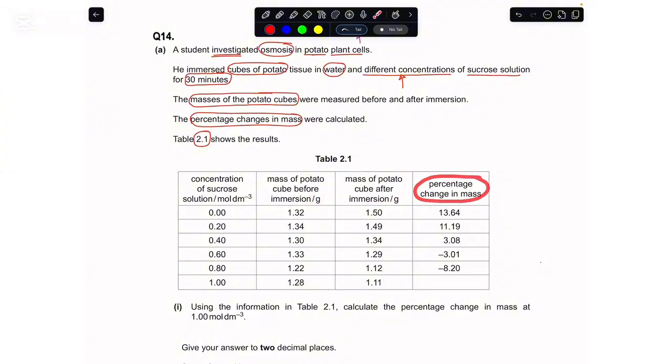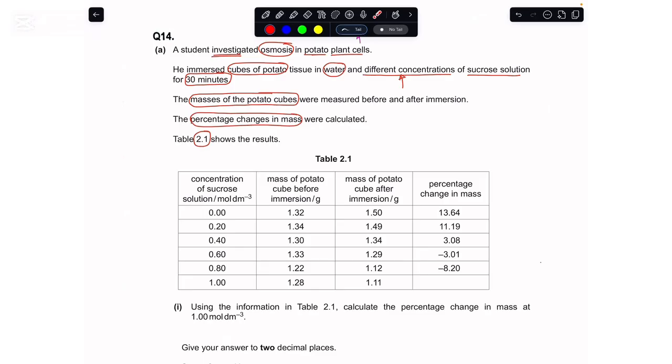And here they have calculated the percentage change in mass. As we move down the column, the concentration of the sucrose solution is increasing. For the first three concentrations, ranging from 0.00 to 0.40, you see that the final mass is greater than the initial mass. This means that at these concentrations the surrounding solution has higher water potential and the potato cubes have less water potential, so water entered them, and that is why their mass is increasing. And we see the value for the percentage change in mass as being positive.